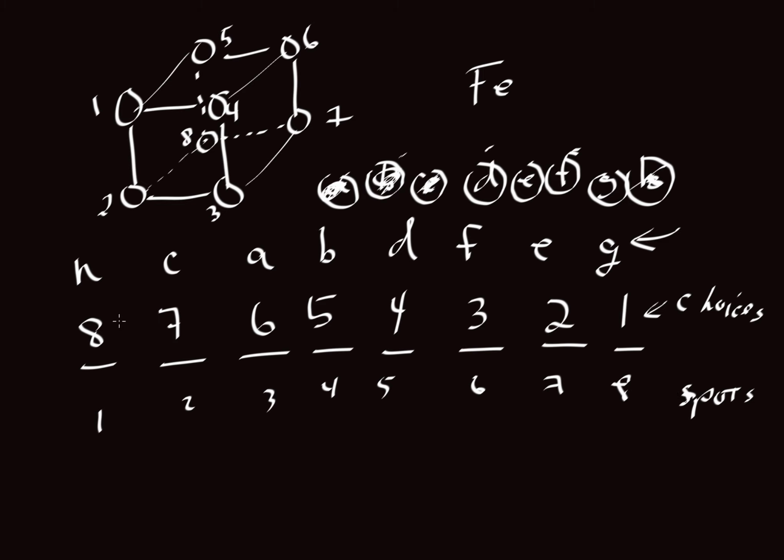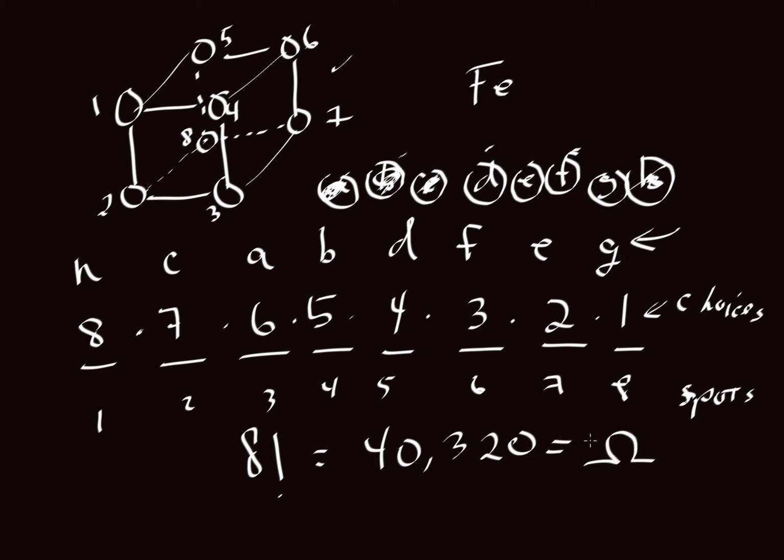We had a larger number of choices when we started and fewer as we went through. So how many different ways can we combine 8 atoms into that cube? Well, to get that number, we would simply take the product of all of these things. That's otherwise abbreviated as 8 factorial, and 8 factorial is equal to 40,320. So for this tiny little cube, there are 40,320 different configurations. That would be our value for omega in the Boltzmann's law formulation for calculating an entropy.